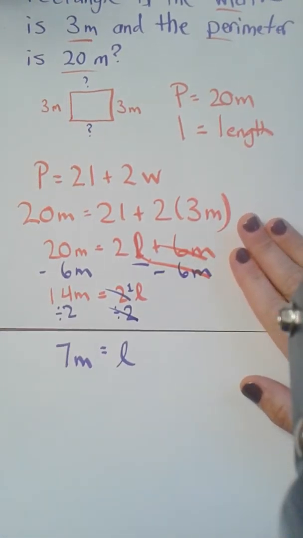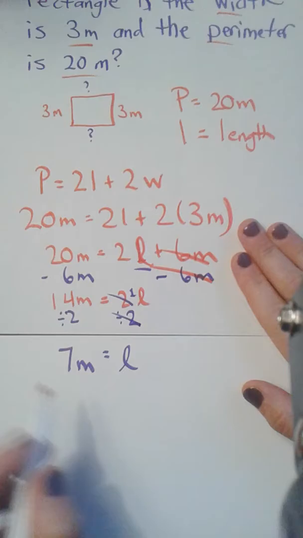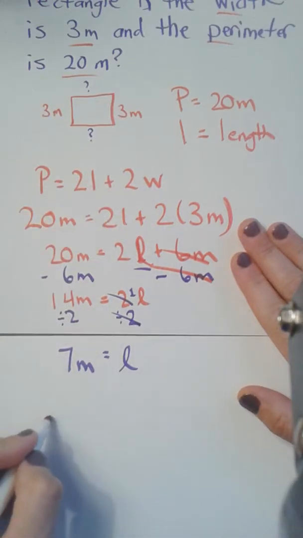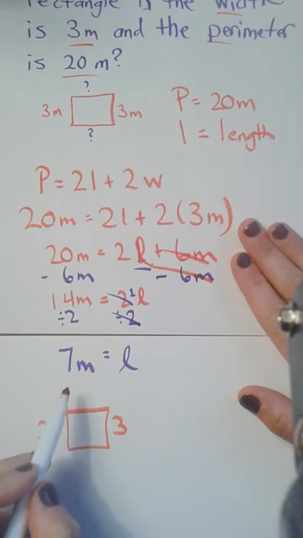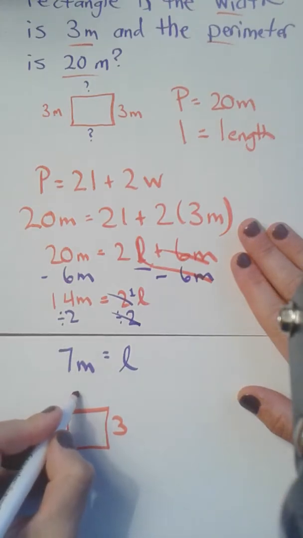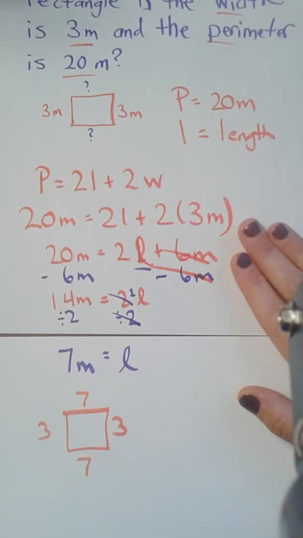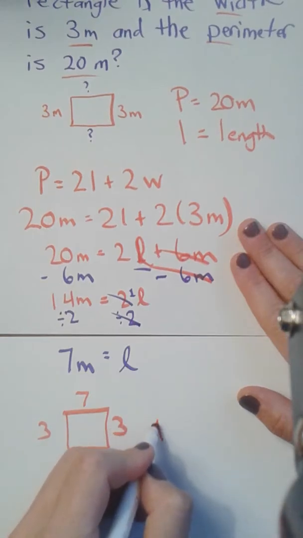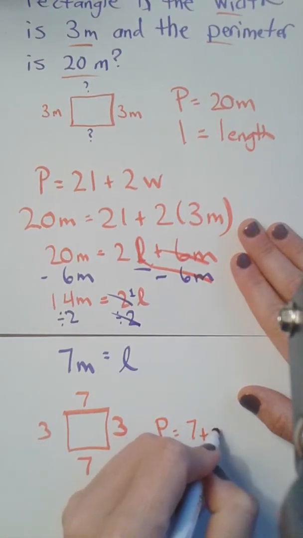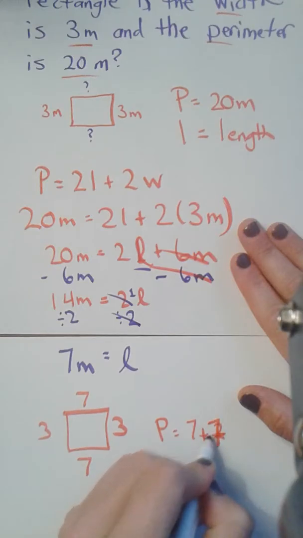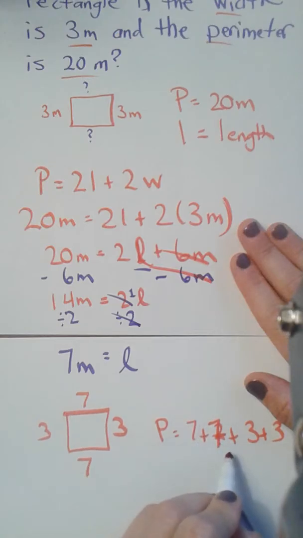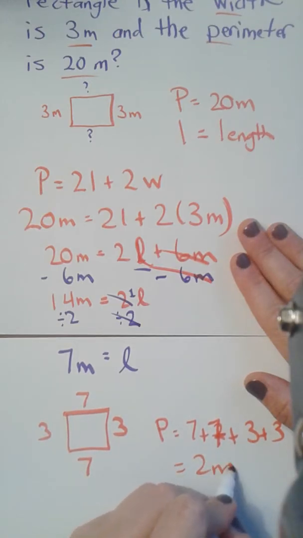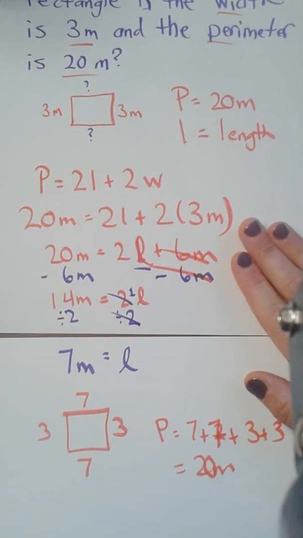And if I was really feeling extra awesome, I would definitely double check this. So I know that this box here is 3 meters this side, 3 meters this side. I found out that this side should be 7 meters and this side should be 7 meters. How would I check this? Well, if I add all those together, they should be 20 meters, because that's what it told me. So 7 plus 7 is 14, plus 6 is 20 meters. So that's how we find that answer.